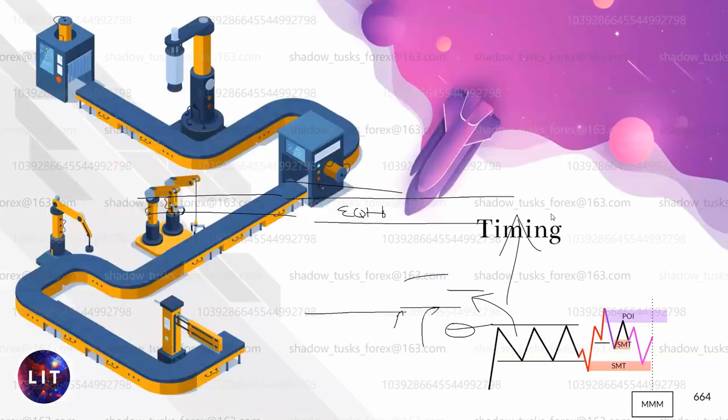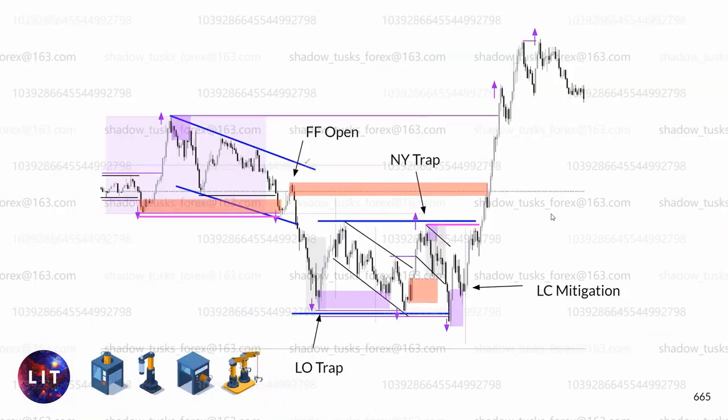So next up, we have timing. So obviously this is our Frankfurt Open, London Open. This is New York Open, and this is New York Trap. And then of course, London close mitigation to give the final buy of the day.